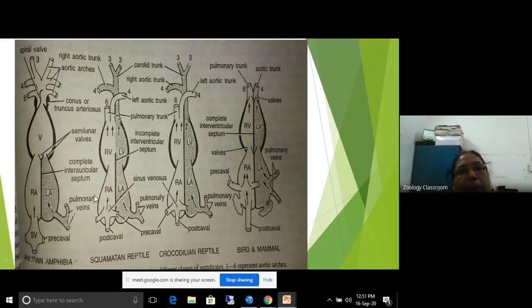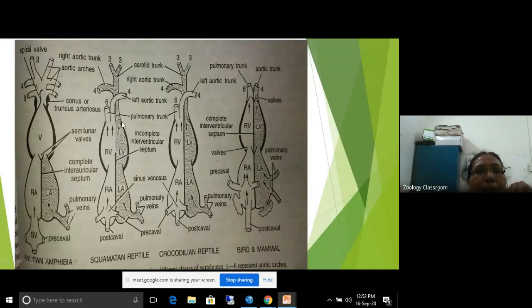Next one is the reptile. In reptiles also there is a 3-chambered heart. The sinus venosus opens dorsally into the right auricle. Then on the left side the pulmonary vein opens, and in between them there is a complete partition in the auricle, the interauricular septum.